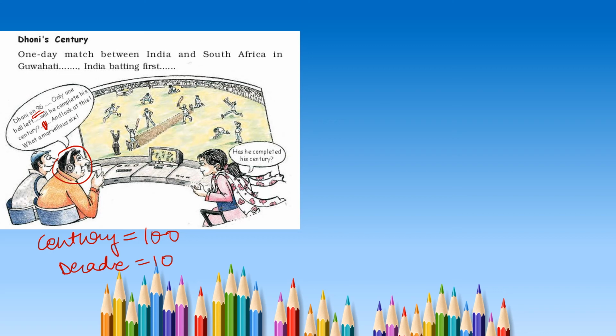Now Dhoni is on 96. He needs 4 more runs to complete 100. 4 more runs. Now we will read further. Now look at this. What a marvelous 6. So he needed only 4 runs and he scored 6 runs. So obviously he made a century. But now how many runs has he made? He was on 96. He scored 6 more. So he has made 102 runs in total.